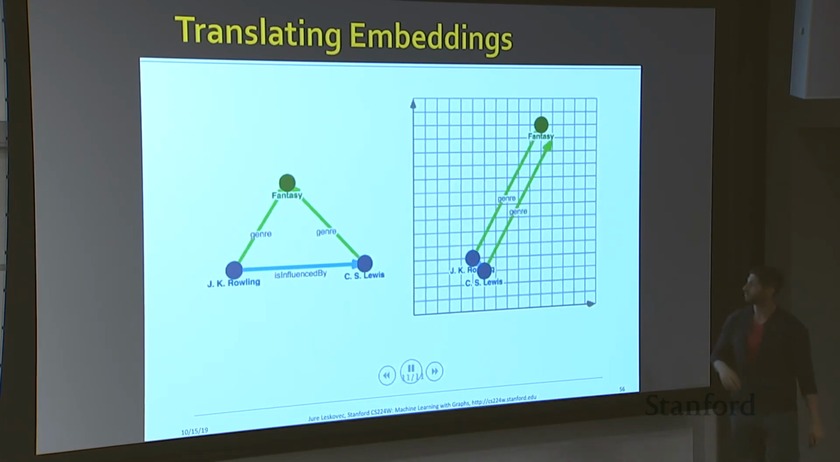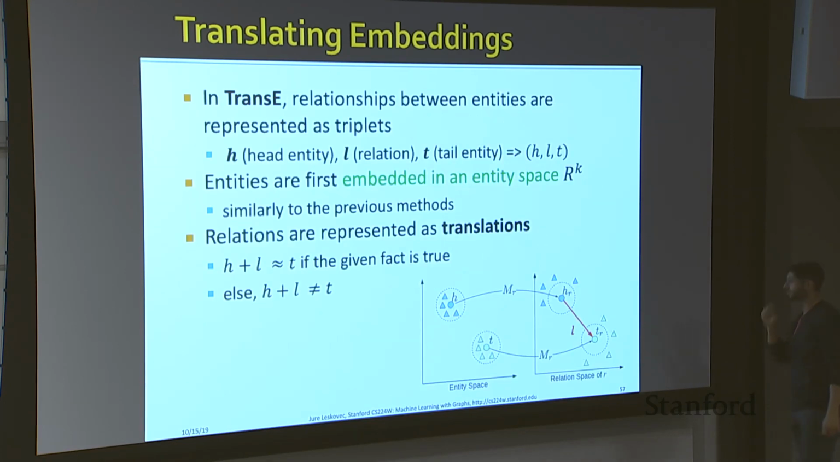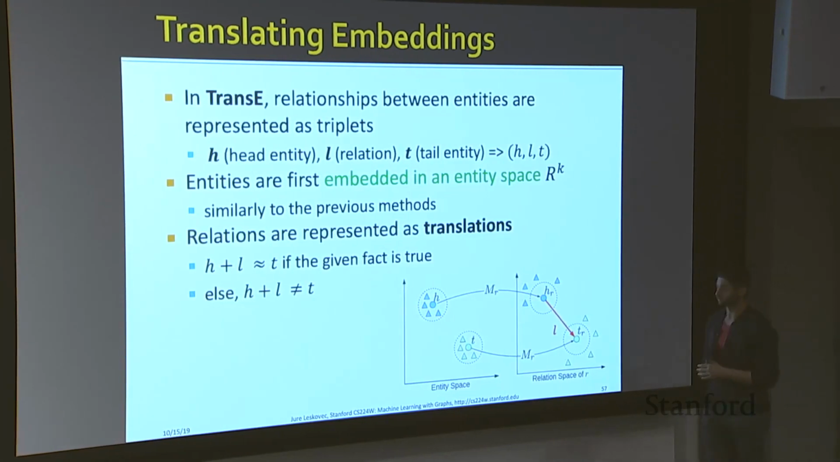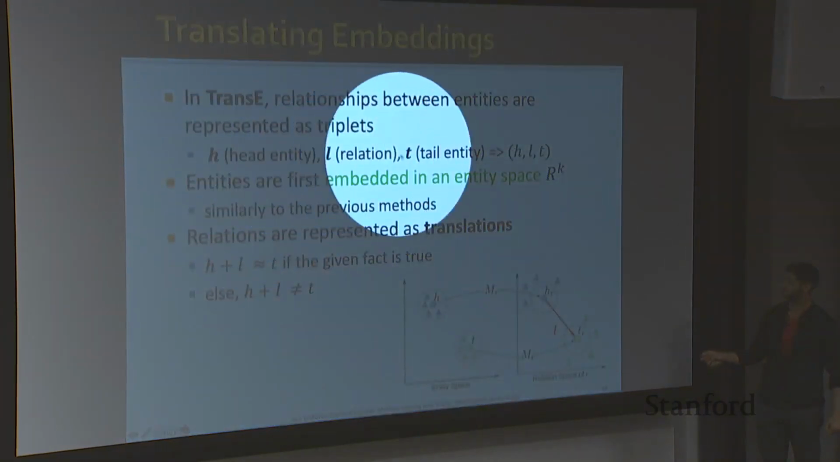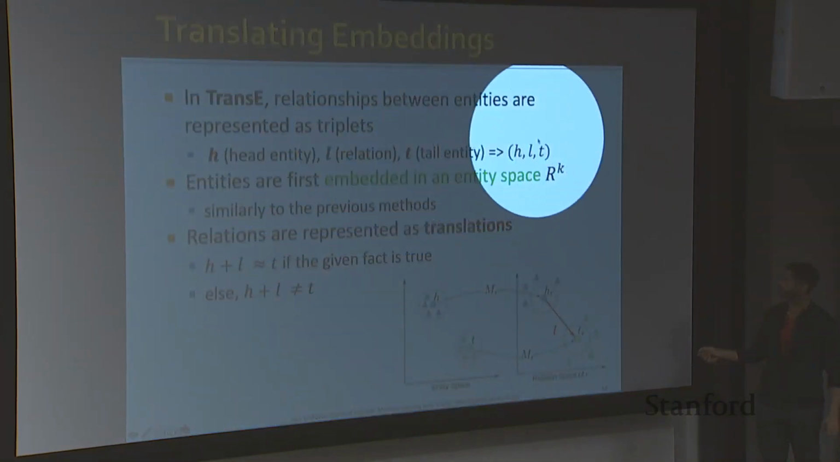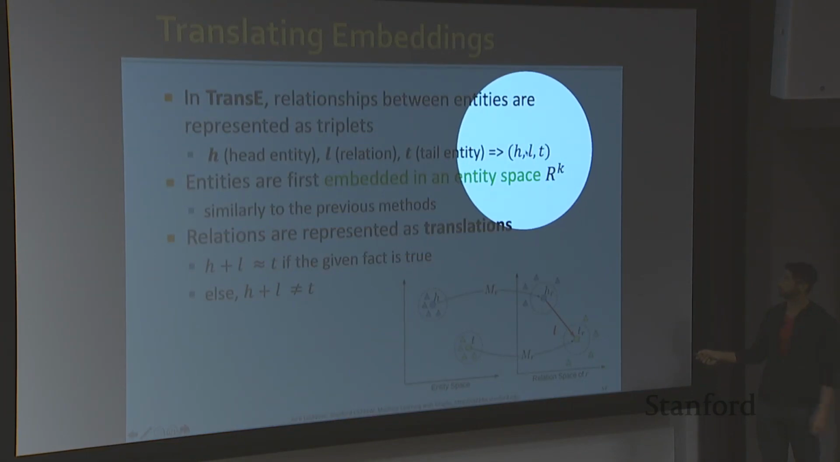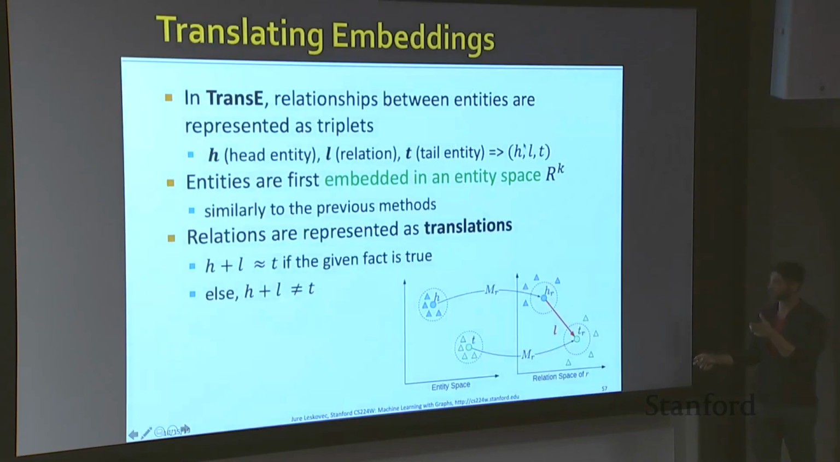Now, let's move away from the animation and try to see it as an example. So we formalize it in the following way. In TransE, we represent relationships between entities as triplets. We have our head entity, which we call H, L is the relation, and T is the tail entity. So all the information in TransE is represented by these triplets, okay?